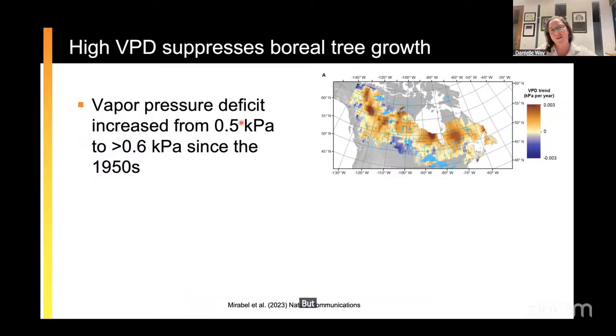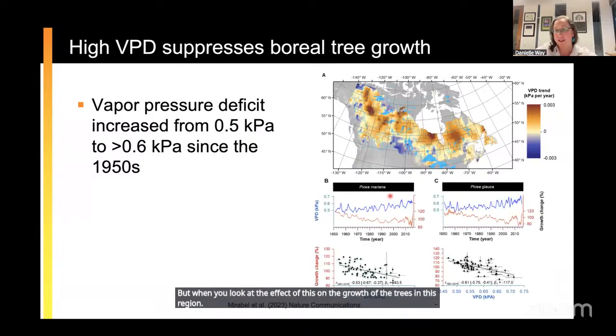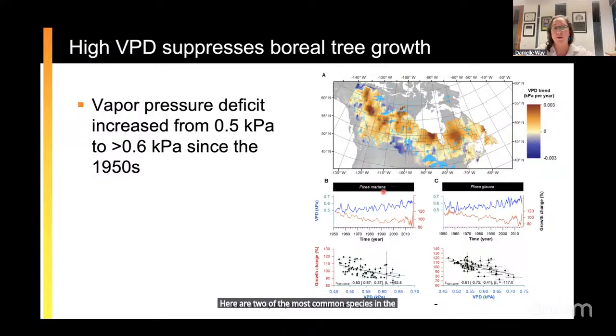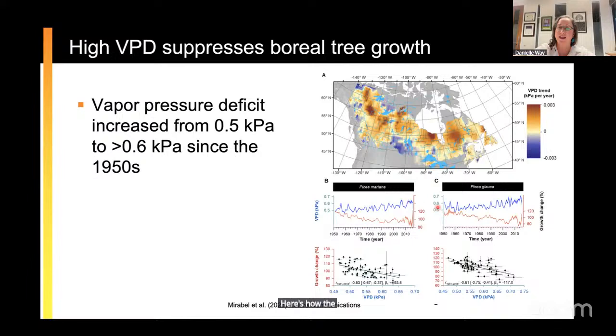But when you look at the effect of this on the growth of the trees in this region, here are two of the most common species in the boreal forest, black spruce and white spruce. Here's how the VPD in those sites has changed over time. And here's how the growth of those species has changed over time. And this is the correlation between those.